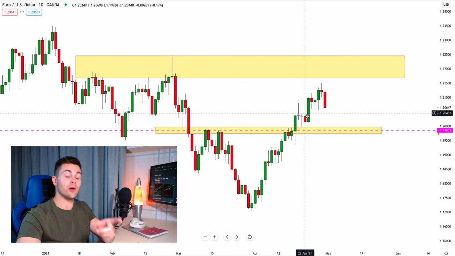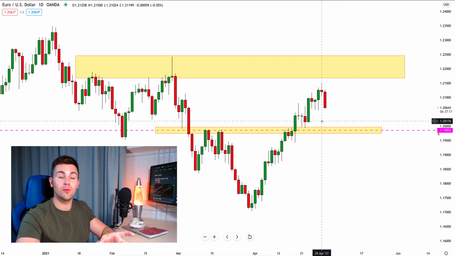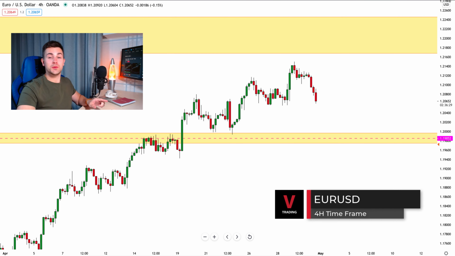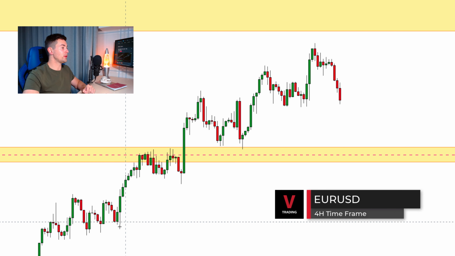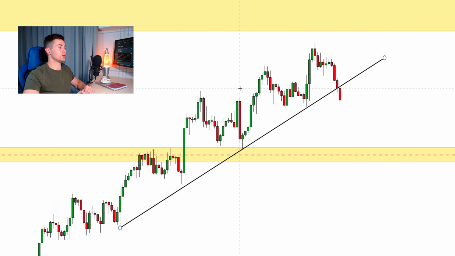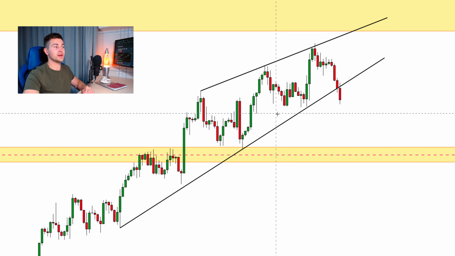But if you are an intraday trader, if you scalp the market, if you trade on 15 minutes, 30 minutes, then I can show you from where you can trade next week. I'm on a 4-hour chart, and do you see any bearish clue right here? Let me show you. If we follow the higher lows, you can see that we have a very nice rising trend line right here. If we follow the higher highs, you can see we have this rising wedge pattern.